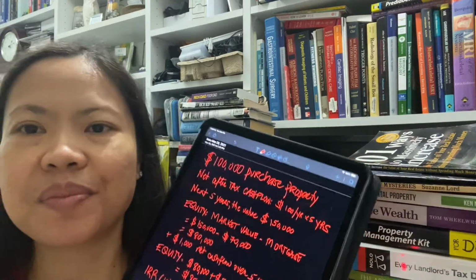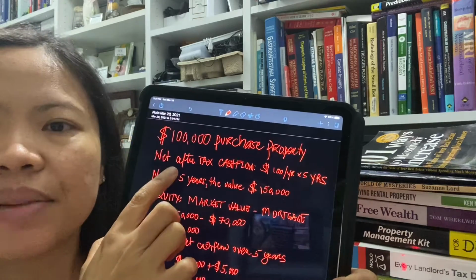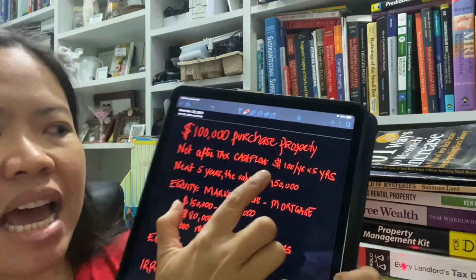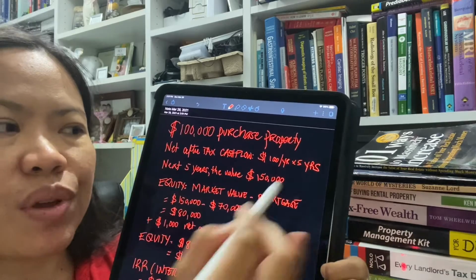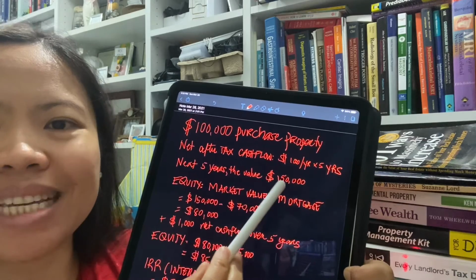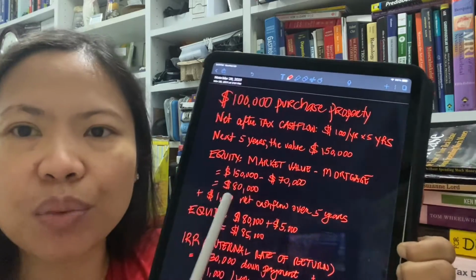In the previous example, we talked about purchasing $100,000 worth of property, and we put in $30,000 down. So we have a mortgage of $70,000. Now, this is a $100,000 purchase property. So let's say the net after-tax cash flow is $1,000 per year over the 5 years. Then in the next 5 years, the value of that property is $150,000. Now, what is our equity?